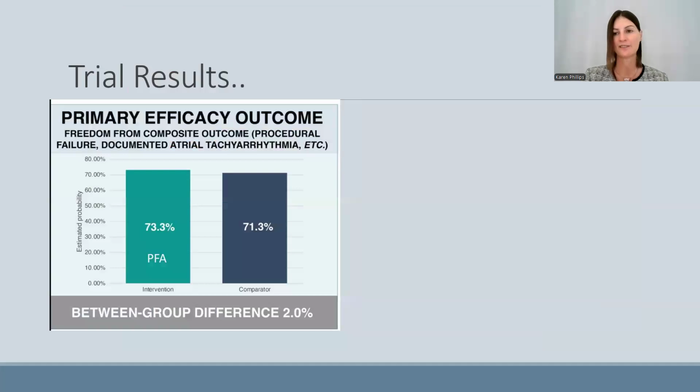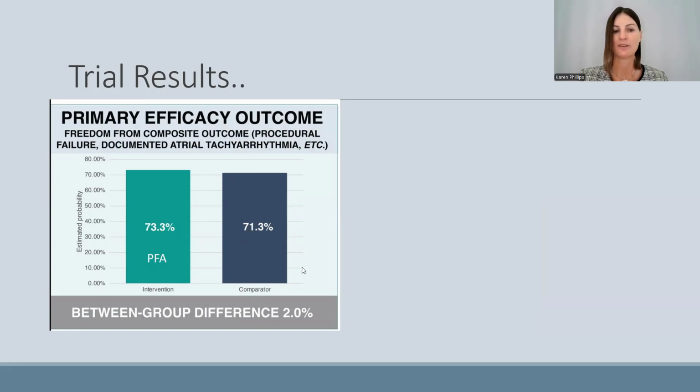So what were the results? I gave you a sneak peek of everything then. So primary efficacy relates to, well, how well did it treat atrial fibrillation? So we're looking at reduction or freedom from atrial fibrillation after ablation treatment. And 73% of the group who had pulse field ablation were free of AF, 71% of the thermal group. And the conclusion there is they're very similar, no real difference.